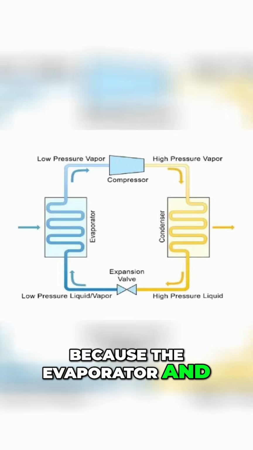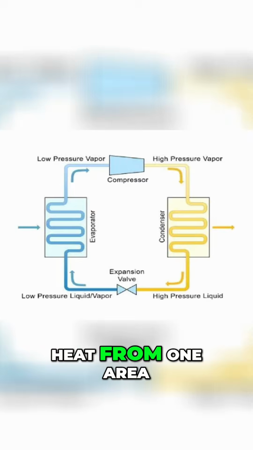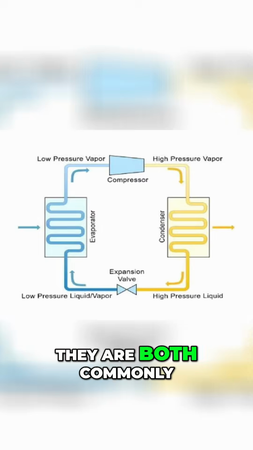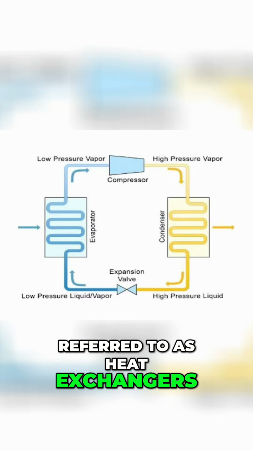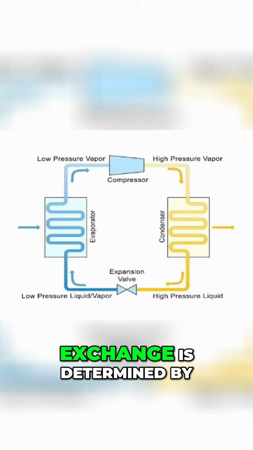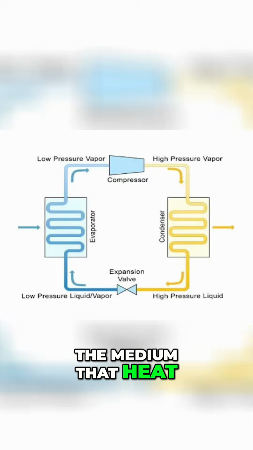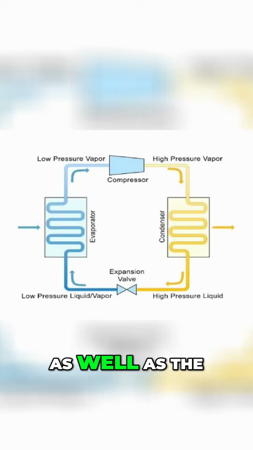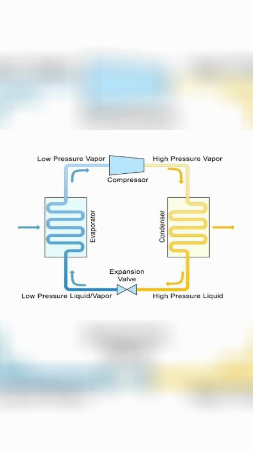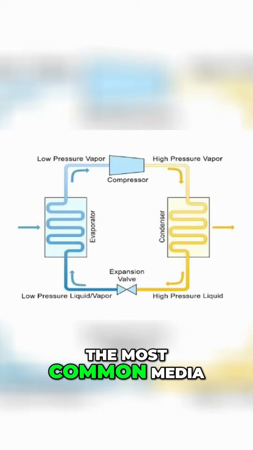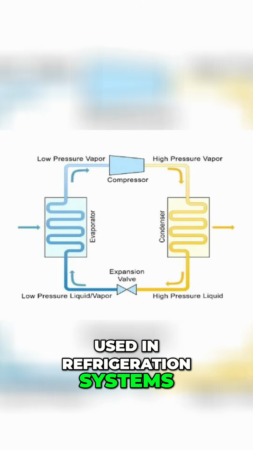Because the evaporator and condenser serve to move heat from one area to another, they are both commonly referred to as heat exchangers, and the rate of exchange is determined by the medium that heat is being expelled to, as well as the temperature difference between the two. The most common media used in refrigeration systems are air and water.